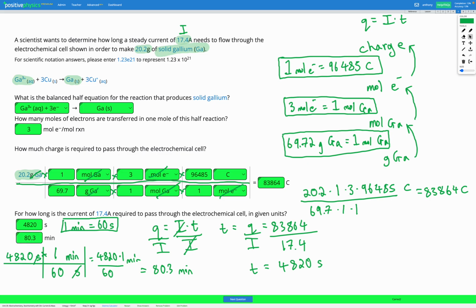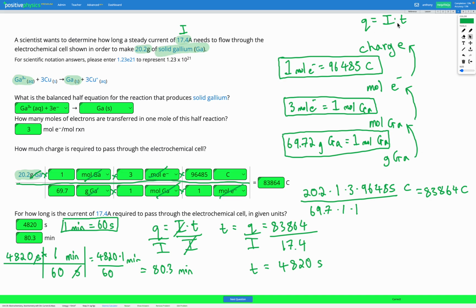Awesome. So there's a lot of steps going on in this question, but it's essentially identical to the previous skill. We're just adding on the extra step of going between moles and grams. Start by drawing out your map. You're either going to be starting with charge and going to moles of electrons, moles of our substance, and then mass of our substance, or you're going to be starting with mass of our substance, going to moles of our substance, moles of electrons, and then charge.